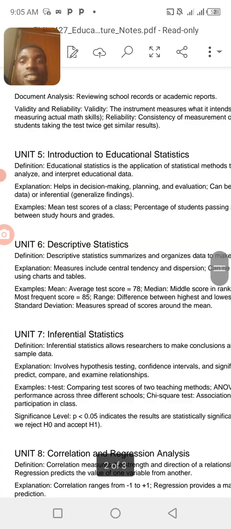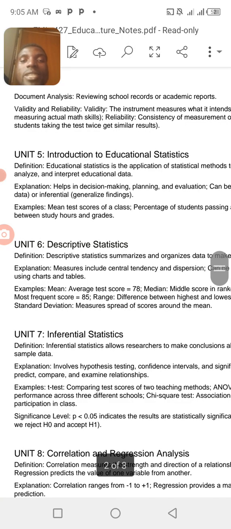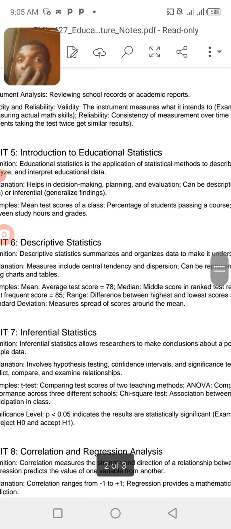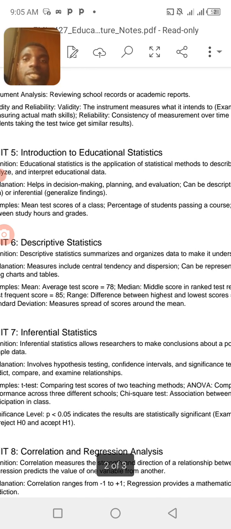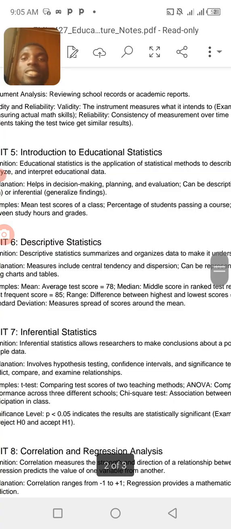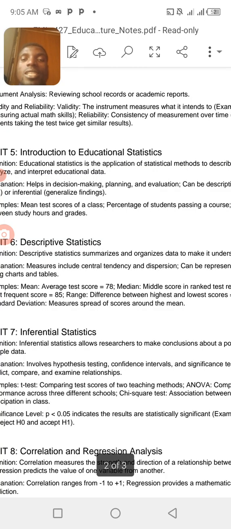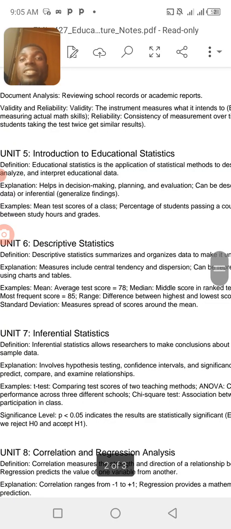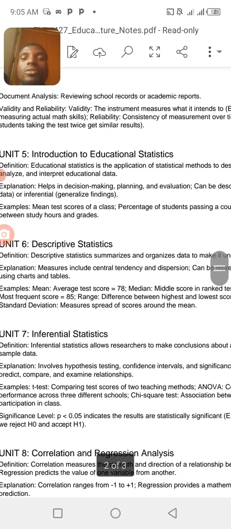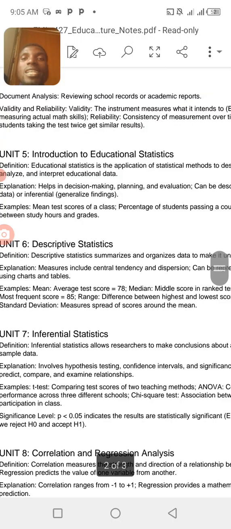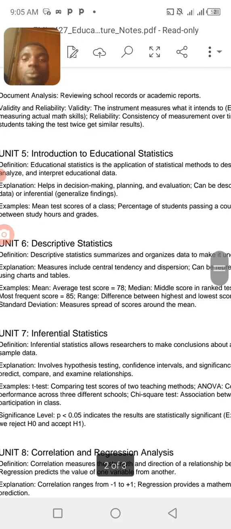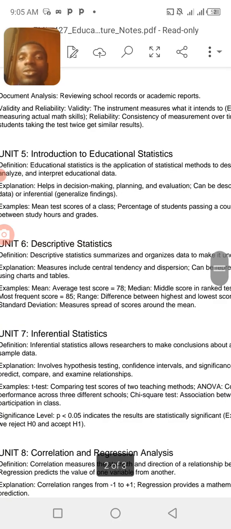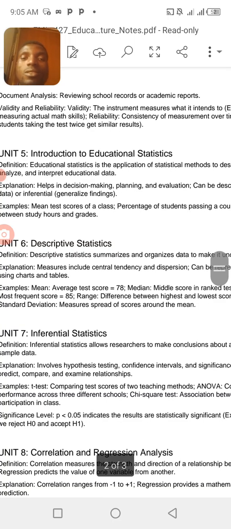Actually, educational statistics helps in decision making, planning, and evaluation. So after you might have conducted your research using the educational statistics approach, it can help you in making decisions on what you need to do, right? Planning as well. When you make the decision, you plan, and it also grants you evaluation to check whether you are on track or not, right?